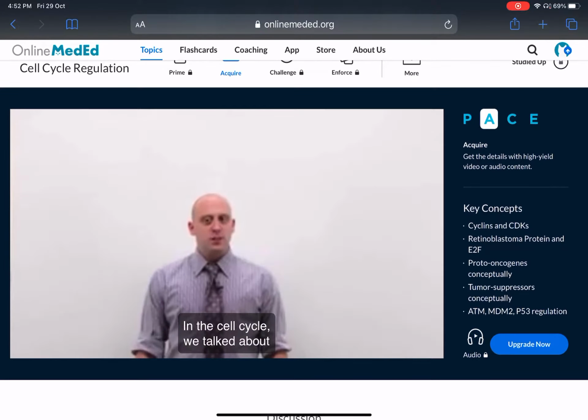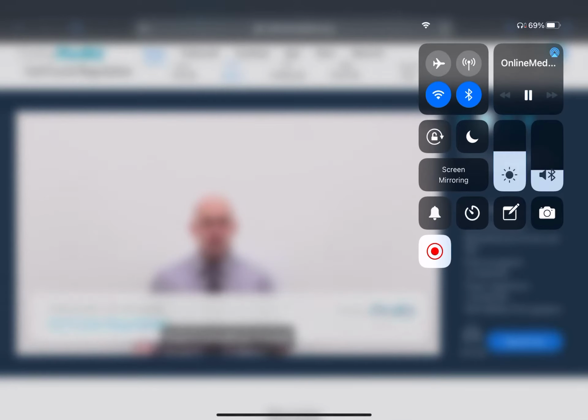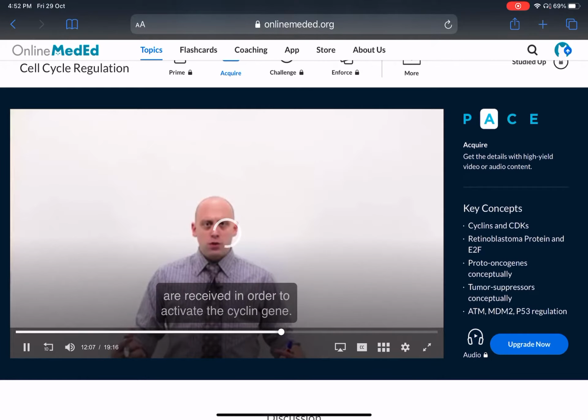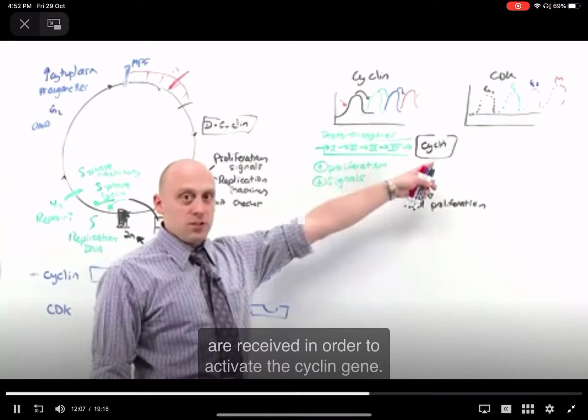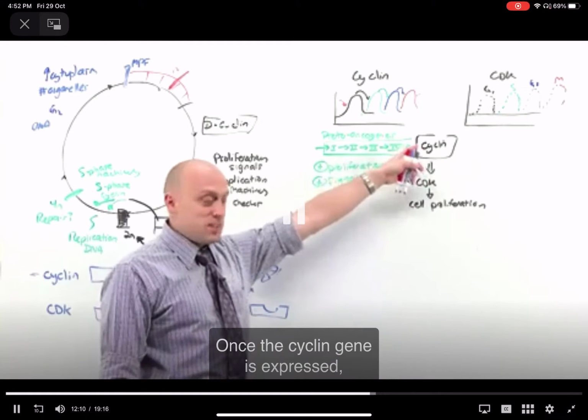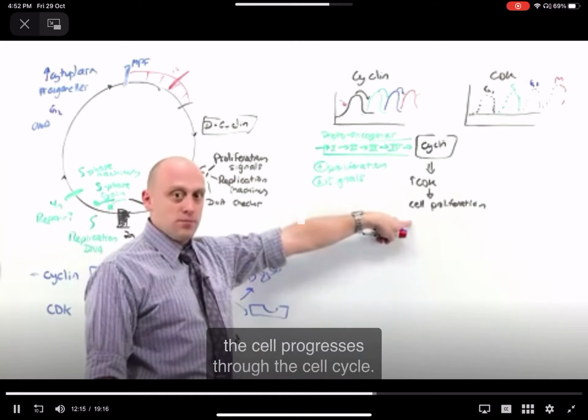In the cell cycle, we talked about how the cell progresses unidirectionally around the cell cycle in only one direction, and it somehow knows when it's ready to go to the next phase. Once the cyclin gene is expressed, the CDK activity goes up, and the cell progresses through the cell cycle.